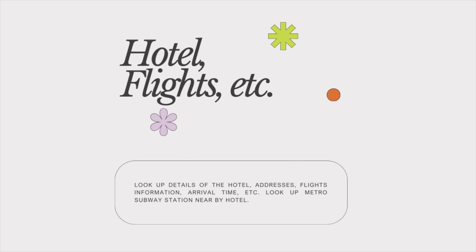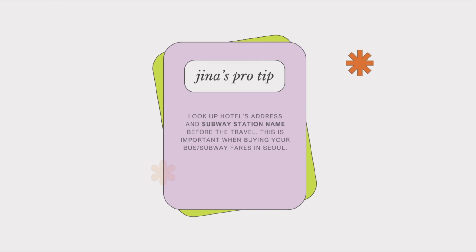Last thing before you leave home, look up hotels or Airbnbs, flights. Make sure to find a nice place to sleep. What dates are you going? Book it ahead of time. You're gonna go to the Naver app and type in your hotel's address. What you're gonna look for is the train station near your hotel.